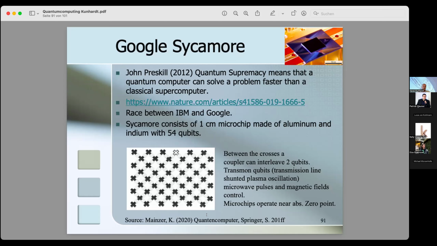So the next development, the next player in the game, is Google with the Sycamore quantum CPU, and they have realized 44 qubits on a microchip, on a 1 centimeter microchip.